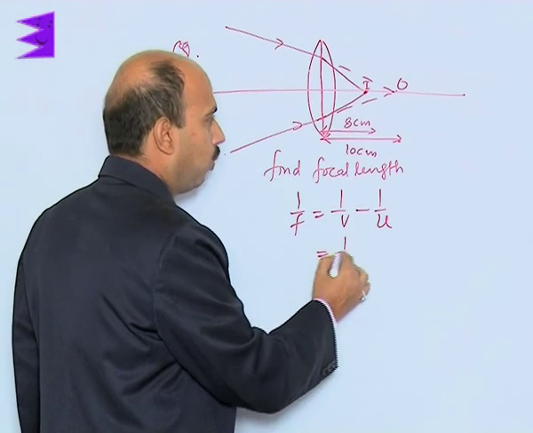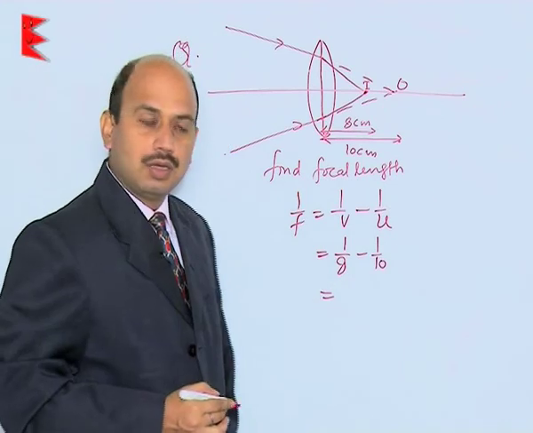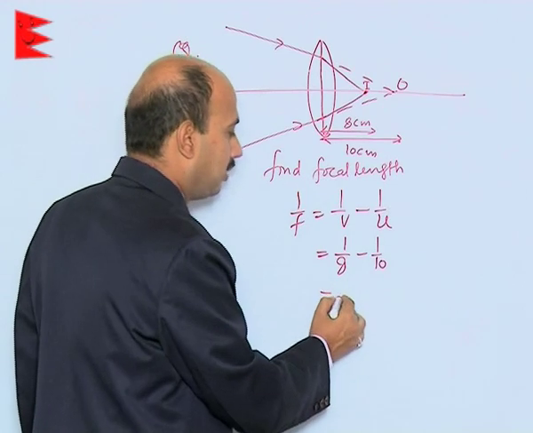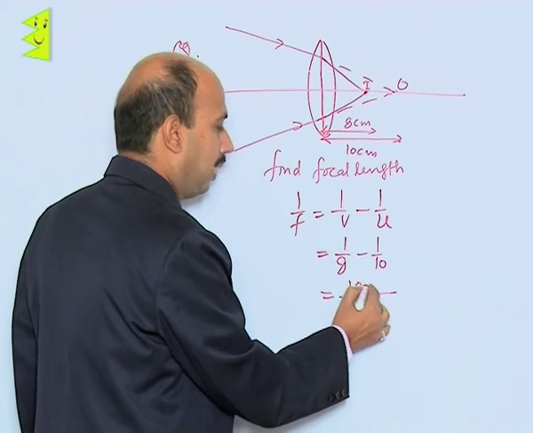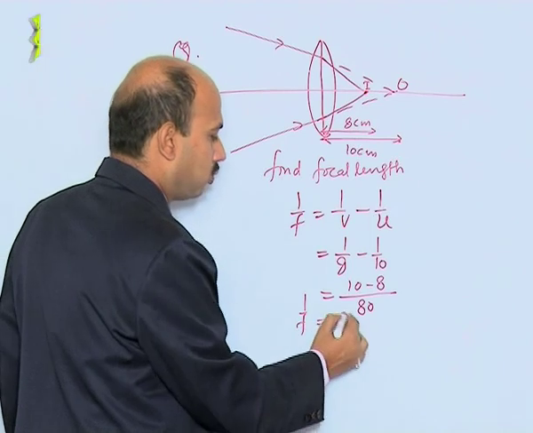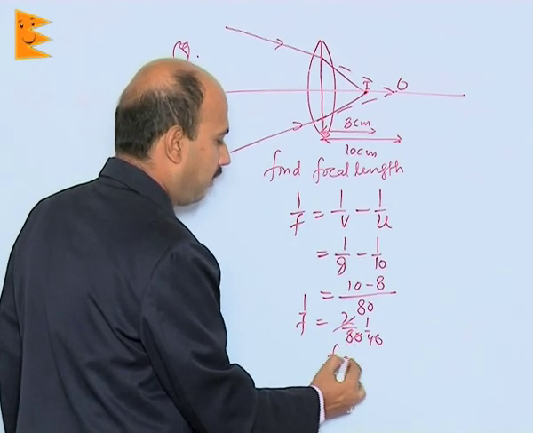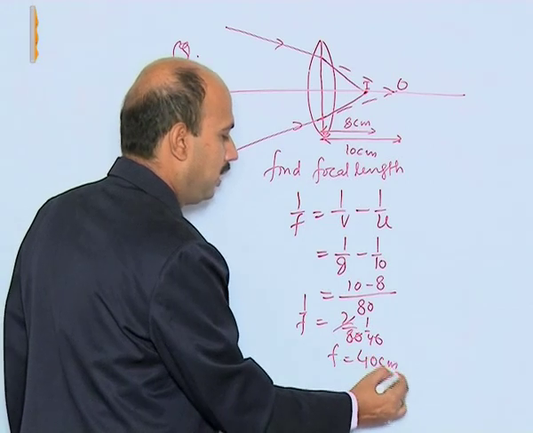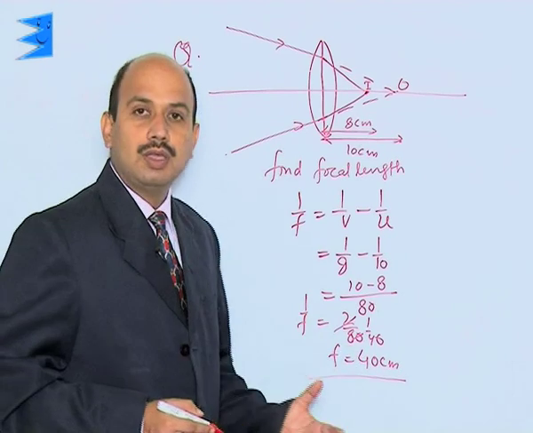So it is here 1 upon 8 minus 1 upon 10, and in this case we can take the LCM, or we just solve this here, that is 80 and 10 minus 8. So 1 upon F is equal to 2 by 80, that is 1 by 40. So F is equal to 40 centimeter. So this is the focal length of the convex lens, that is F is equal to 40 centimeter.